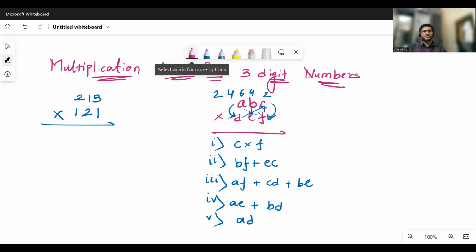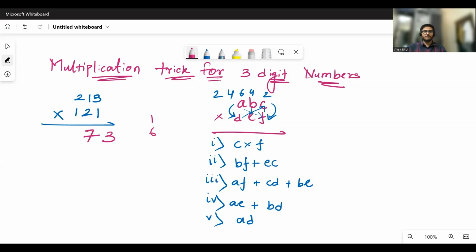Achha, what is the first step? The first step says that you have to multiply C with F. So it's 3 into 1 is 3. Next step, 1 into 1 is 1 and 2 into 3 is 6. So 6 plus 1 is going to be 7 because we have done BF plus EC.